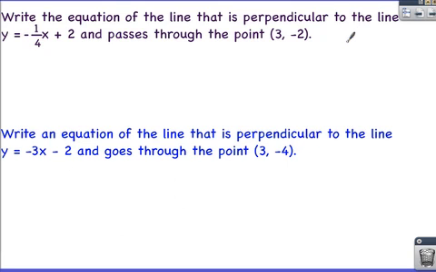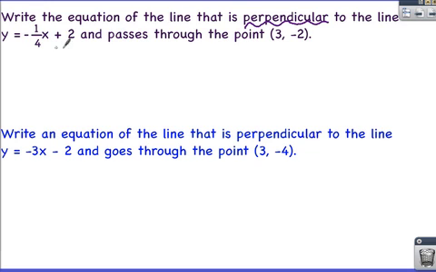Write the equation of the line that is perpendicular to the line y equals negative 1/4 x plus 2 and passes through the point (3, -2). So in this question, we're asked to write an equation of a line that is perpendicular, which means that the slope is an opposite reciprocal.